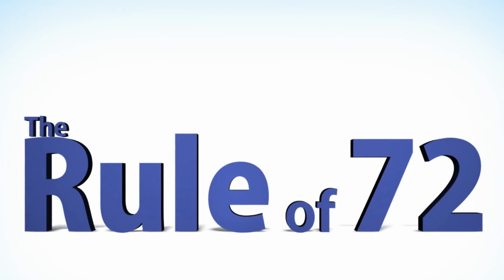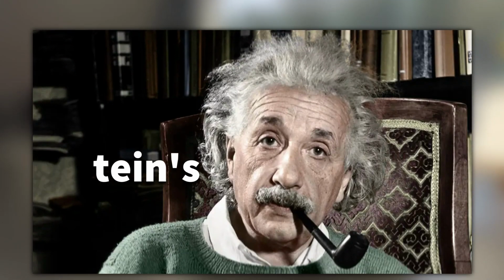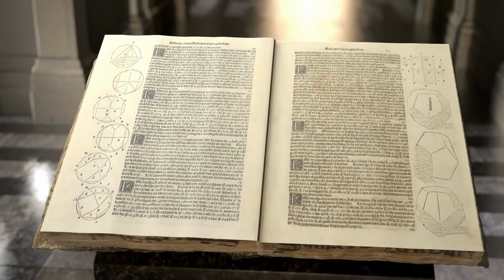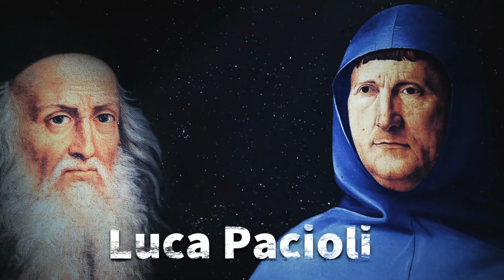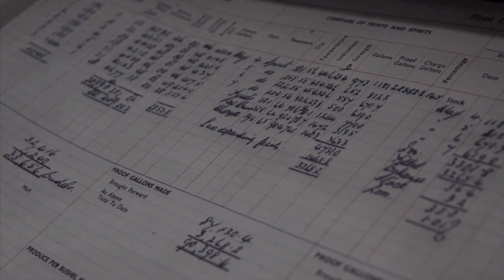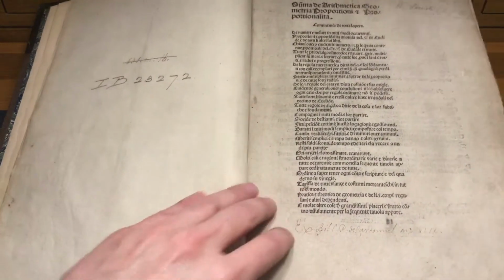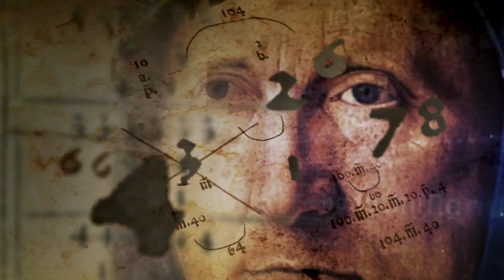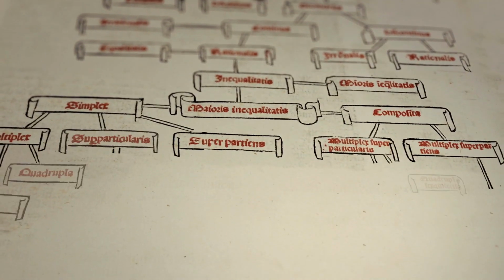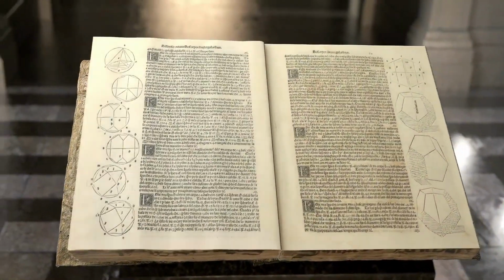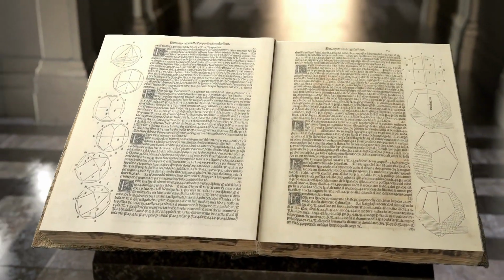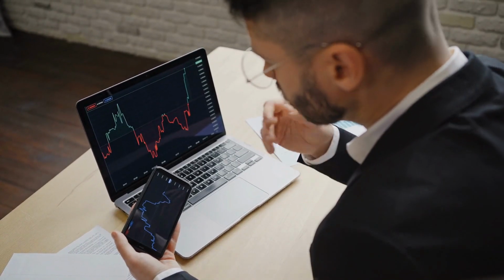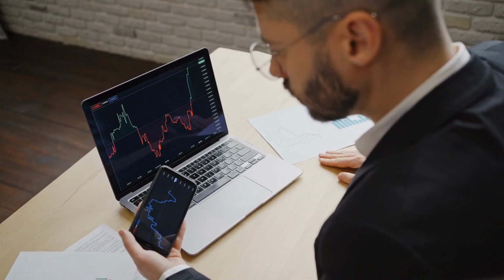The rule of 72, in Albert Einstein's opinion, was a more significant finding than his own concept of relativity. This rule was initially mentioned by Luca Pacioli, who is known as the father of accounting. He discusses the significance of this rule in his 1494 book summary of arithmetic, geometry, proportions, and proportionality, Summa de Arithmetica, Geometria, Proportionalita.